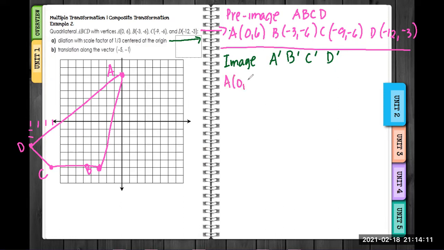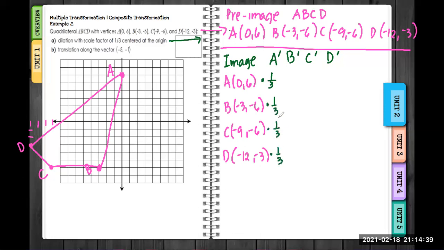Your A is 0, 6. Your B is negative 3, negative 6. Your C is negative 9 and negative 6. And your D is negative 12 and negative 3. Let's see after multiplying 1/3 in each. So I'm going to multiply 1/3, or just divide it by 3. X and Y should be divided by 3.